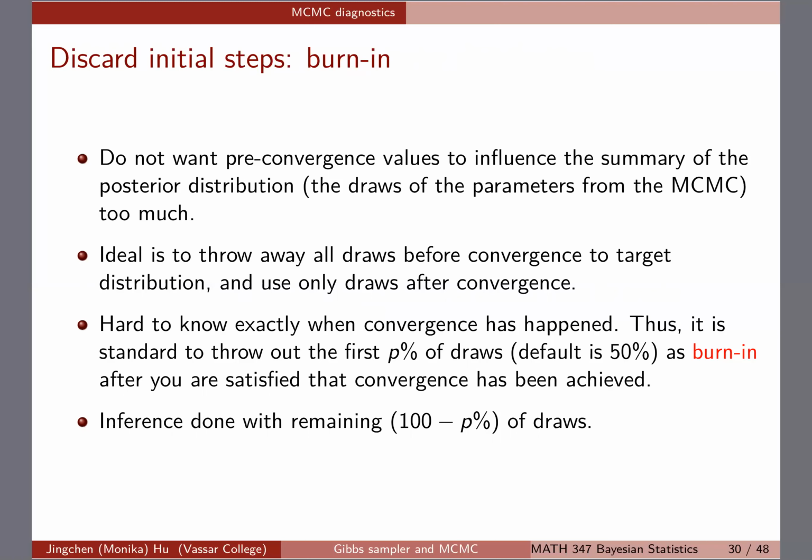So we burn them. We don't need them anymore. And we're going to only work with the remaining 100 minus p% of draws. Okay? So that would be a typical strategy to do.